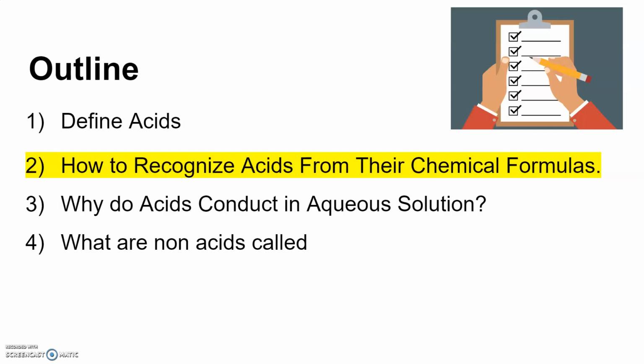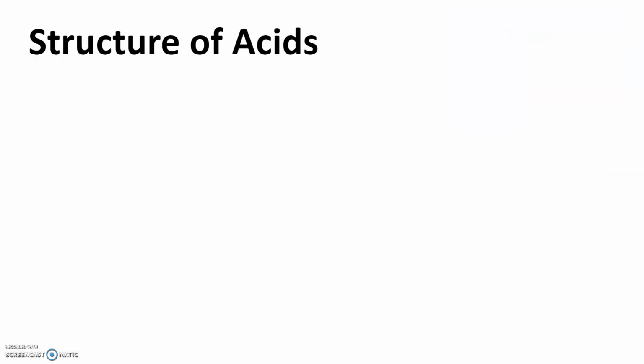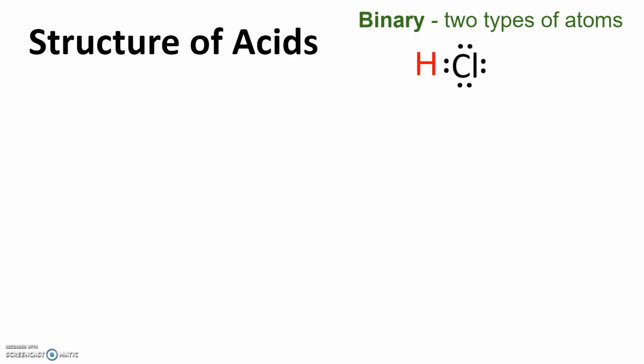All right, now that we've learned a little bit about what acids are, how do we recognize them from their chemical formulas? Let's take a look at some Lewis dot structures, which are helpful for us. There are two types that we're going to look at. The first one is binary, and these are acids that are made of two types of atoms. For example, HCl, hydrochloric acid, which is the same acid you used in the properties of metals and nonmetals lab. And then there's also H2S. These are examples of binary acids. They're made up of two types of atoms.